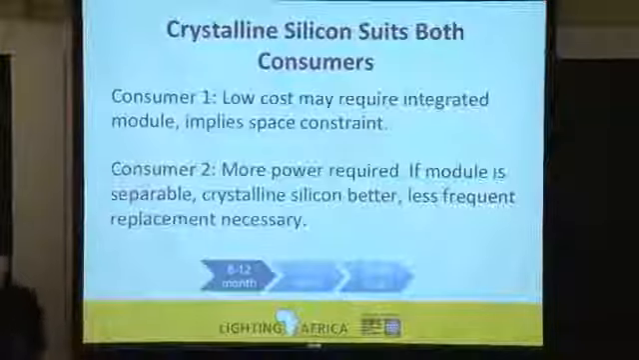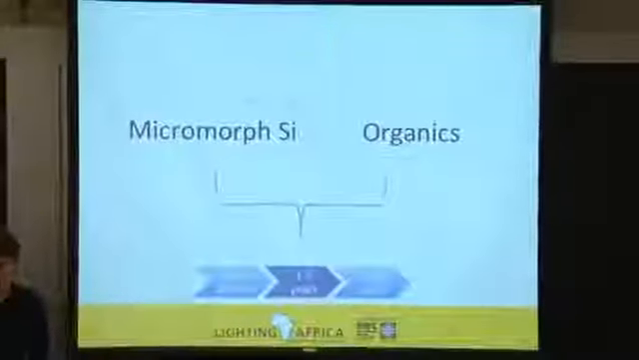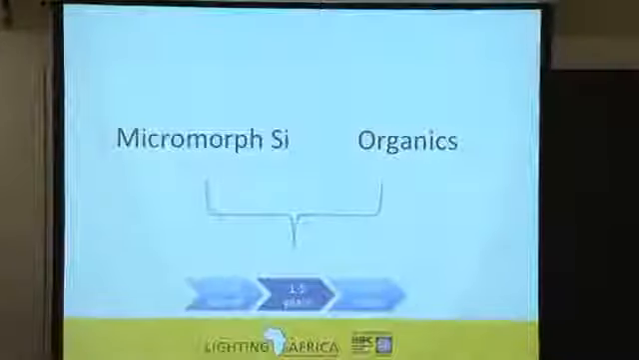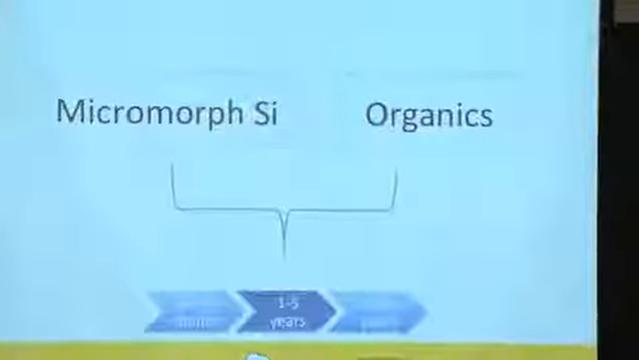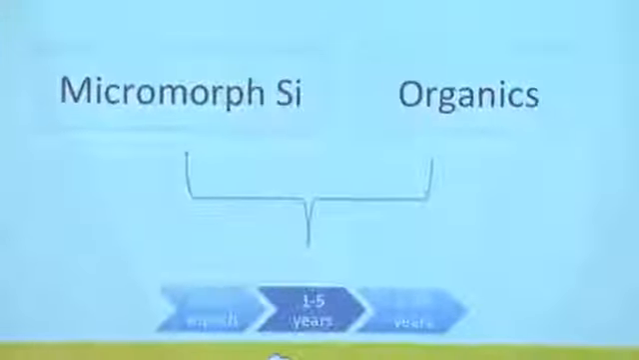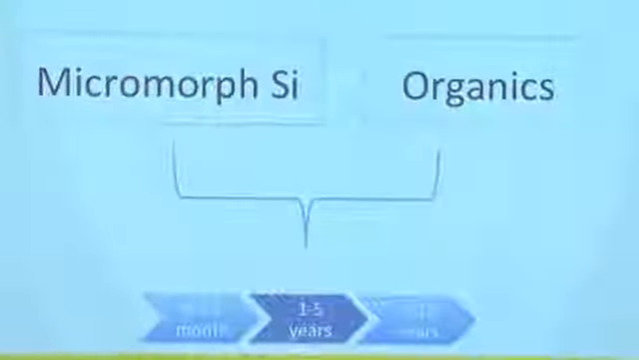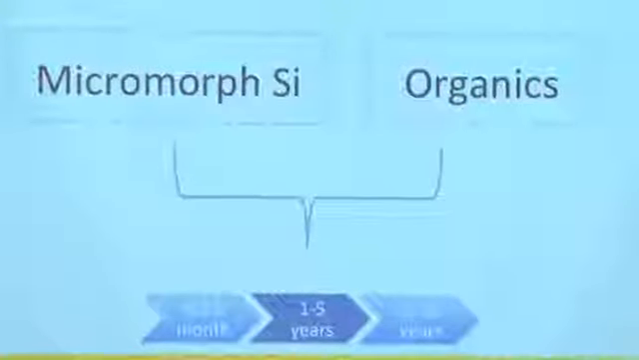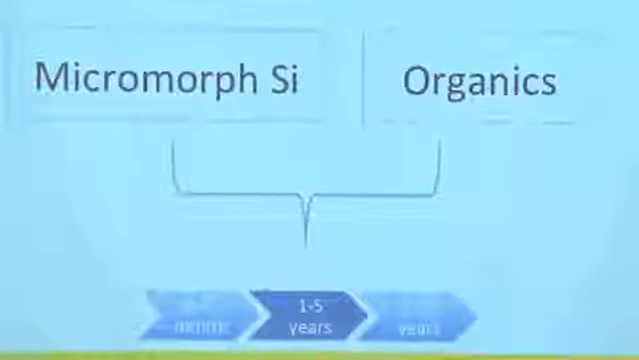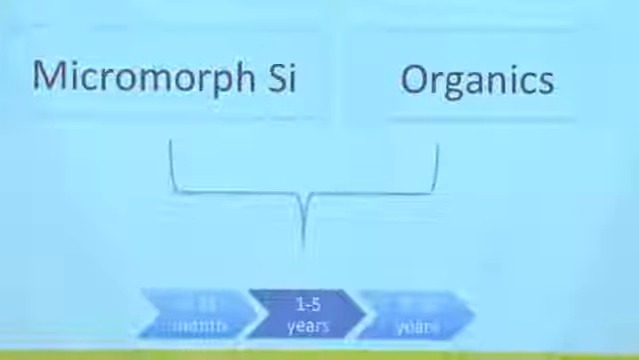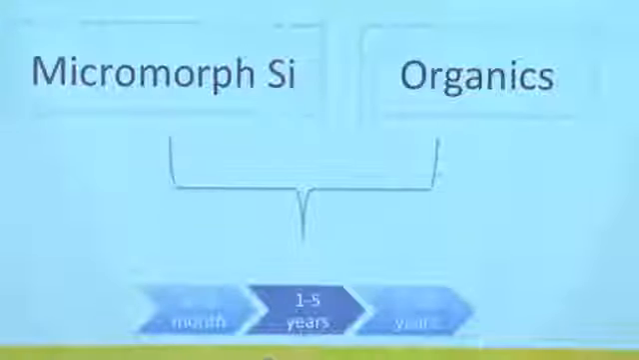So for the 1 to 5 year time frame, we looked at 2 different technologies, which we considered crystalline silicon to offer kind of a baseline for cost. And then we looked at technologies where we could achieve a cost reduction. We focused on micromorph silicon, thin films, and organic solar cells. These are both kind of thin film type technologies.